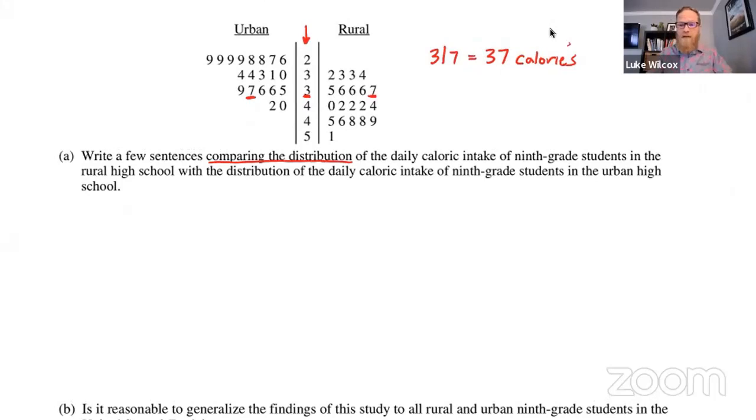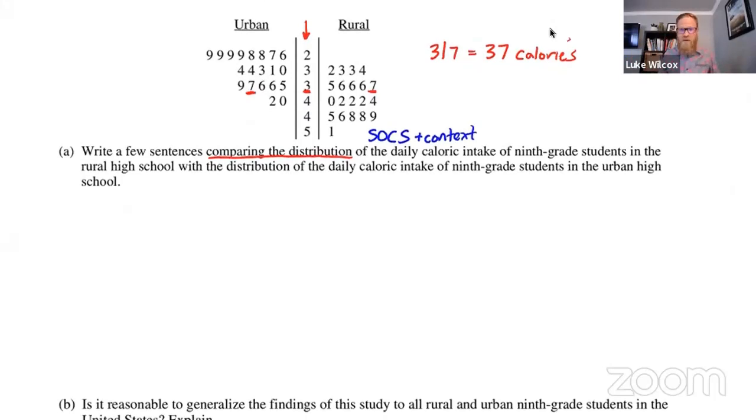And we actually talked about this on Monday when we did 1 variable data analysis. There are some very specific things that need to be addressed when you are asked to compare distributions. The acronym that we had to help us remember that was SOCS. And then I actually added on the last part to make sure that we include context when we answer that question. So we're just going to go through in order here.